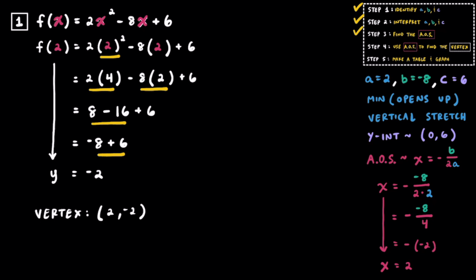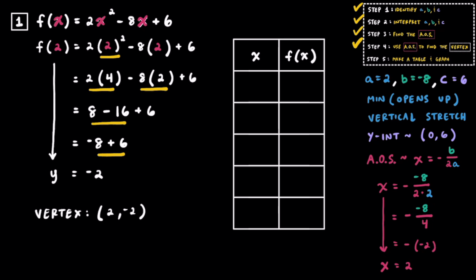Now that we have the vertex, let's go ahead and make a table and then sketch a graph. Typically, it's a good idea to make a table big enough so that you can put 5 ordered pairs, and we always put our vertex in the middle of it. From there, it's a really good idea to create some values that are the same distance away on both sides of it. So I'm going to go 1 up and 1 down from 2, and then I'm going to go 1 more up and 1 more down as well.